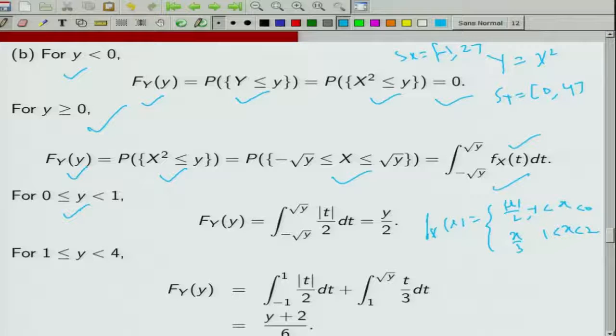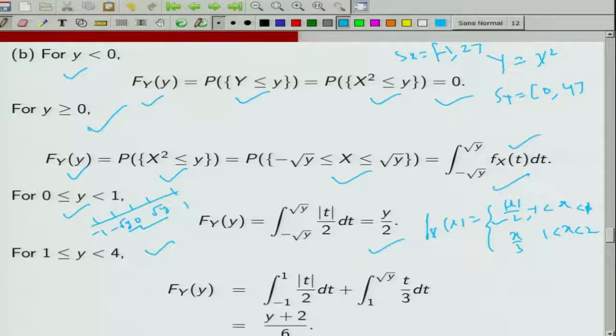If y is between 0 to 1, so root y will be between 0 to 1. So this is minus 1, this is 0, this is 1. So if root y is between 0 to 1, minus root y would be between minus 1 to 0. So in this case minus root y to root y lies between minus 1 to 1, that is, x lies between minus 1 to 1. In this case, I know my PDF is the same as mod of t by 2. So if you integrate, this turns out to be y by 2.